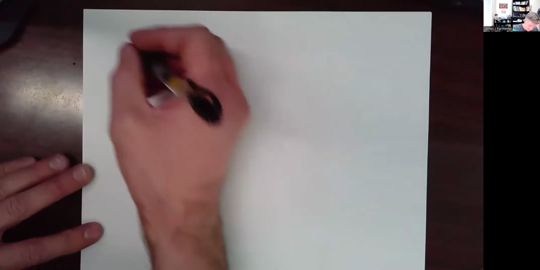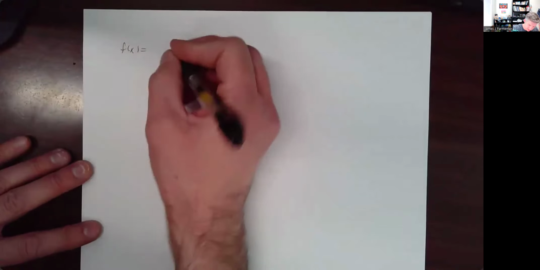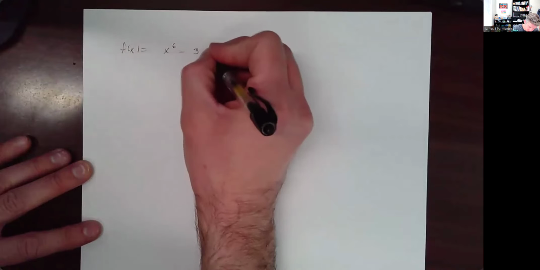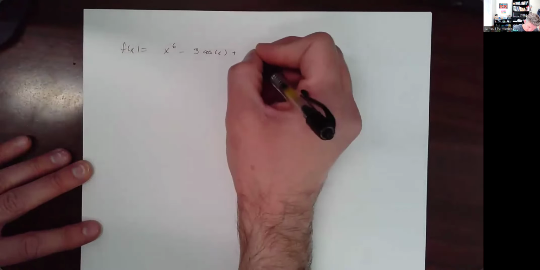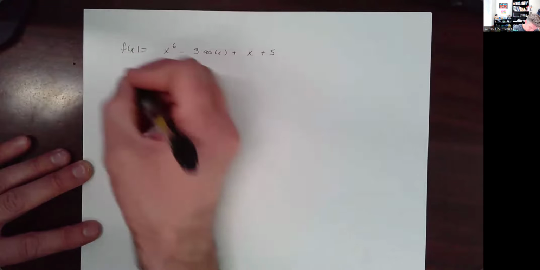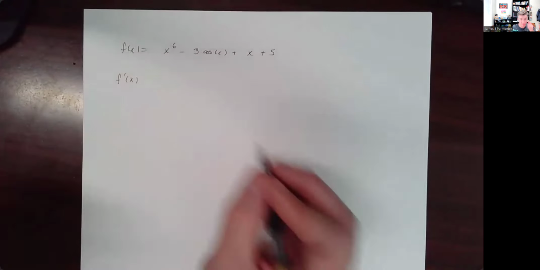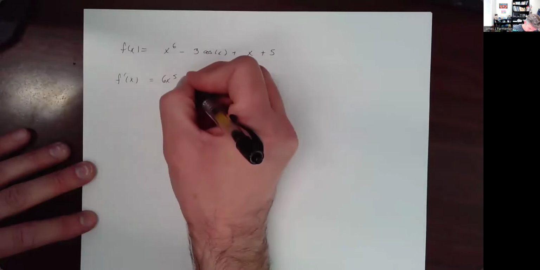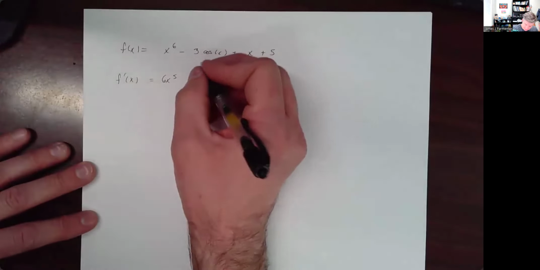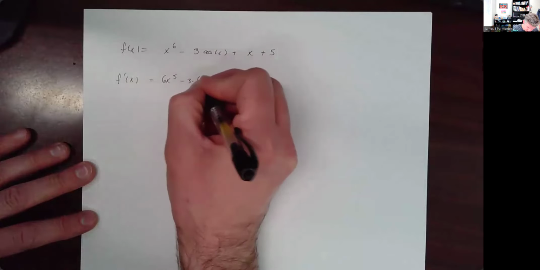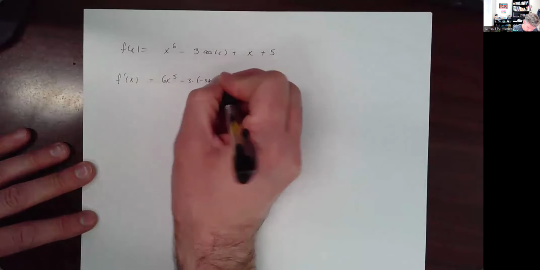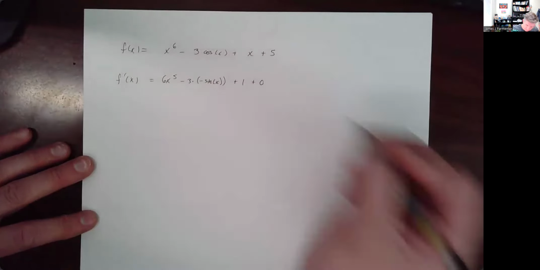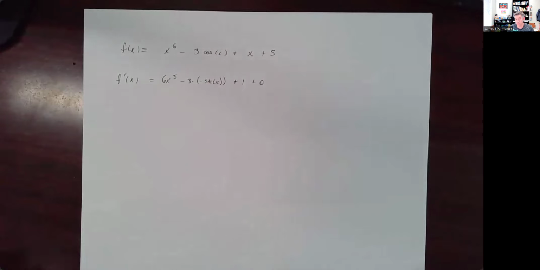So he says f of x equals, I'll say it's x to the sixth minus 3 cosine of x plus x plus 5. The derivative, we're just taking the derivative of each part. It's going to be 6x to the fifth. Derivative of cosine of x is negative sine x, so it's negative 3 times negative sine of x, which we could have written as positive 3 sine of x. Derivative of x is 1, derivative of 5 is 0. You don't need to write plus 0, but it doesn't hurt to write it.